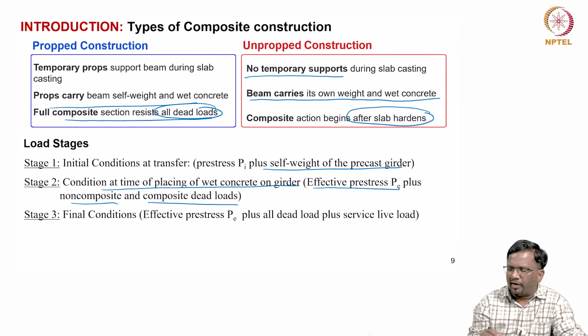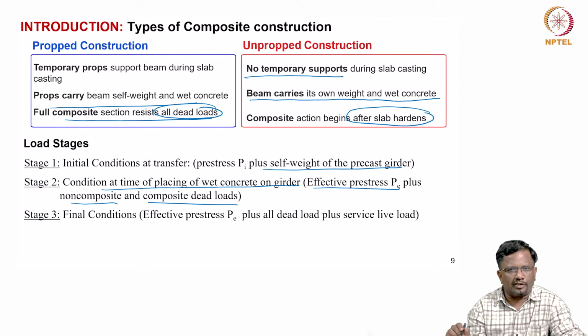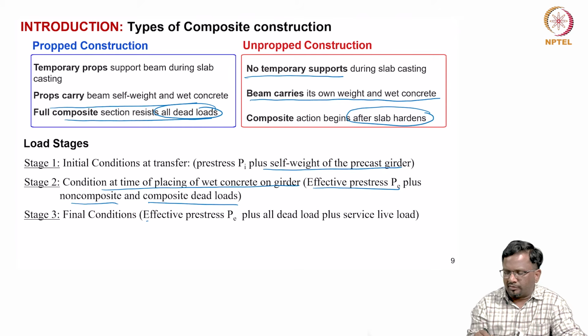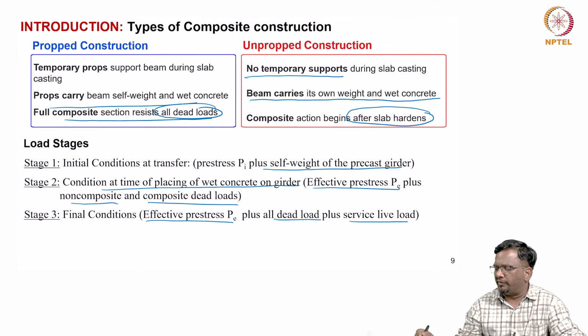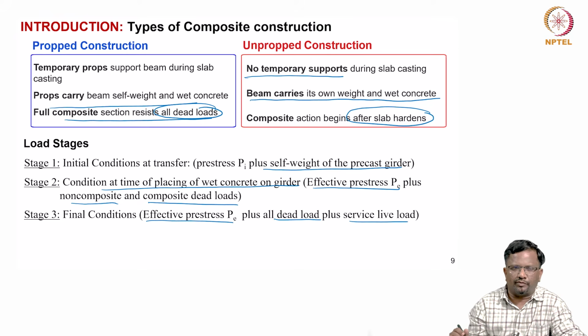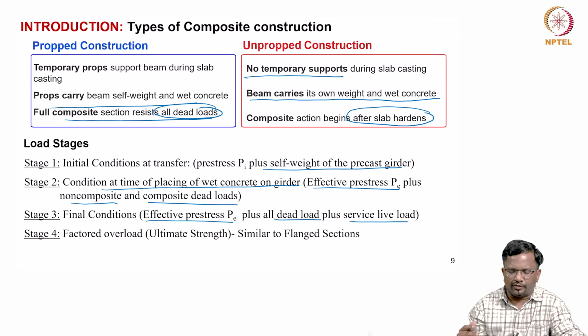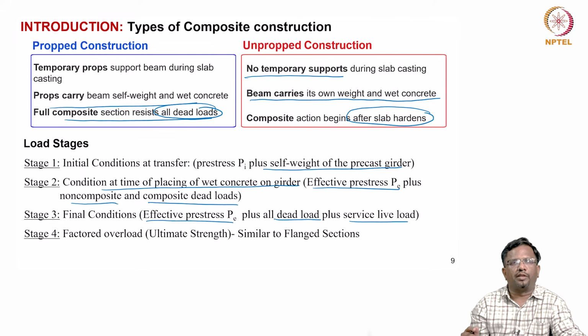Then we have the final conditions. The entire composite action is achieved. Your pre-stress, depending upon the time at which you are doing the calculation, can reduce further after the losses. Plus, you have all the dead load and service live loads acting. This is the final condition. These are the 3 stages that we are looking at, and then stage 4 is the ultimate condition.